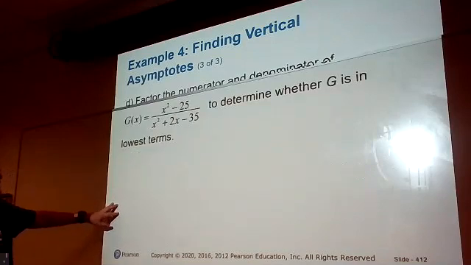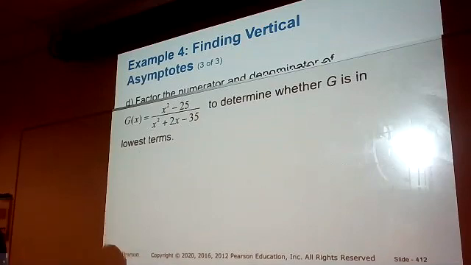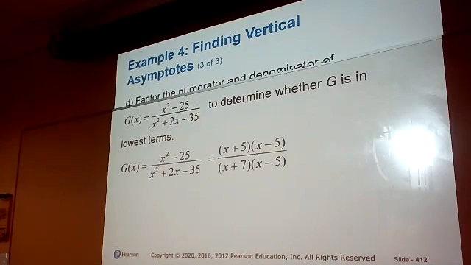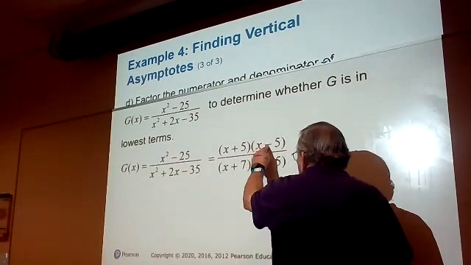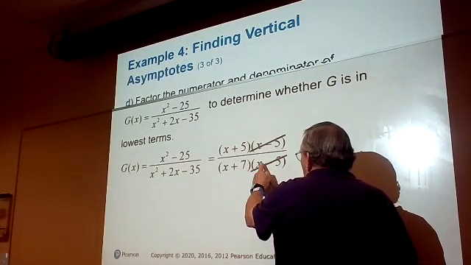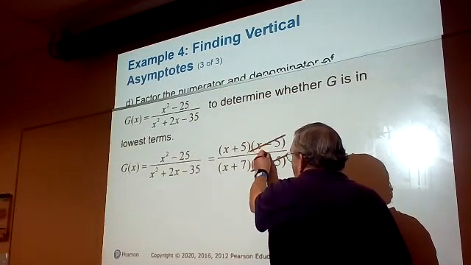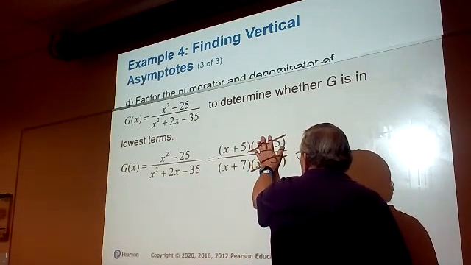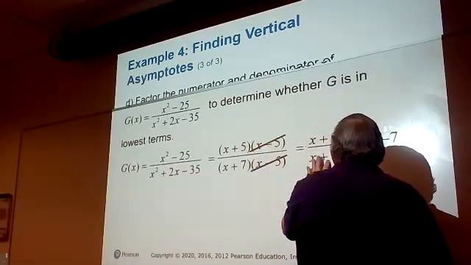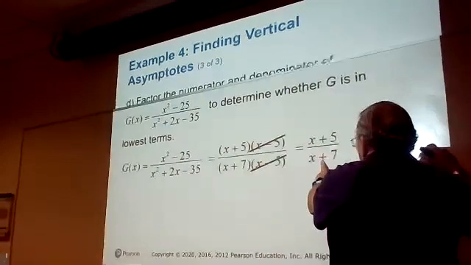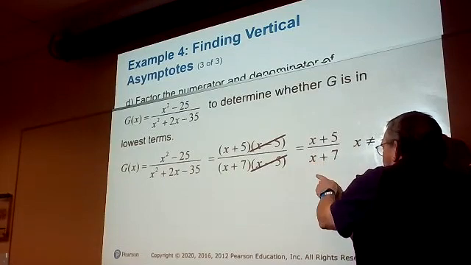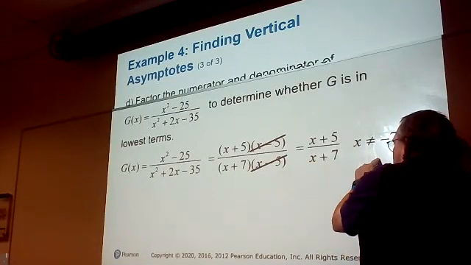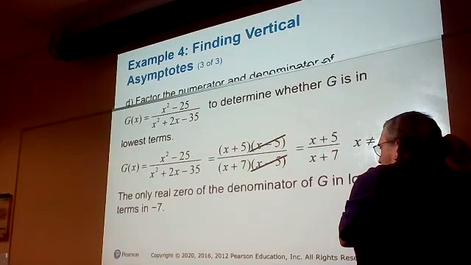Letter C is not, letter D is not in lowest terms, because we can factor our numerator and factor our denominator, and we have a factor in common. Once we cross those out, because they equal 1, they go away, and so here we have it. So that means when x is 7 or negative 7, we can't use that in the denominator here. So x equals negative 7 is the vertical asymptote.